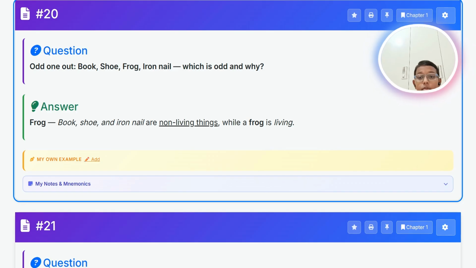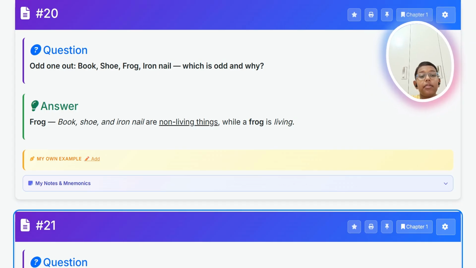Odd one out. Book, sword, frog, iron nail. Which is odd and why? Book, sword and iron nail are all non-living things, while a frog is living.